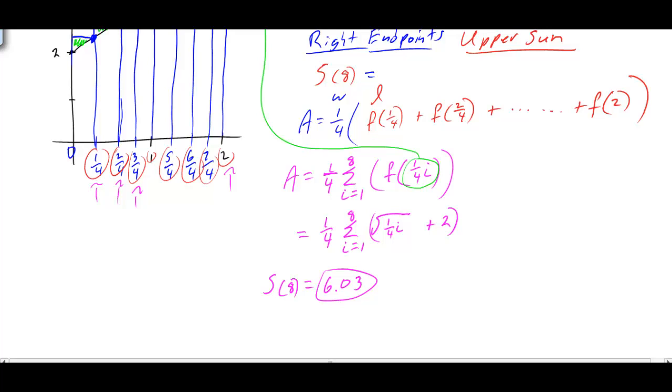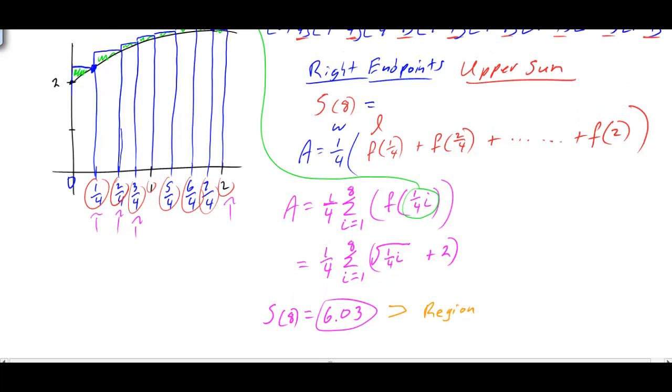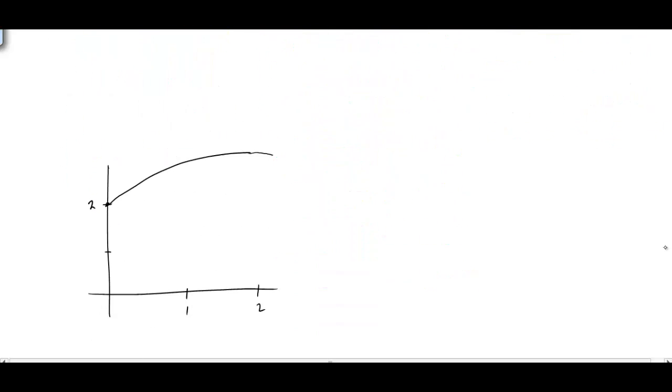And once again, this would be greater than the actual region. Now, can we do the same problem, but can we use this to calculate the left endpoints? Now, what happens if we use the left endpoints?